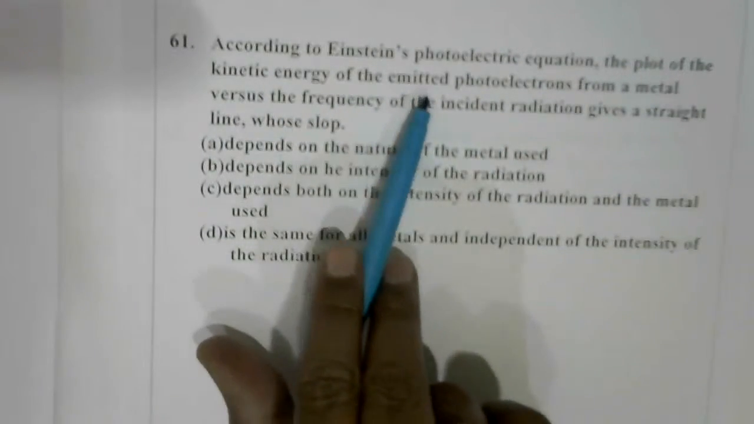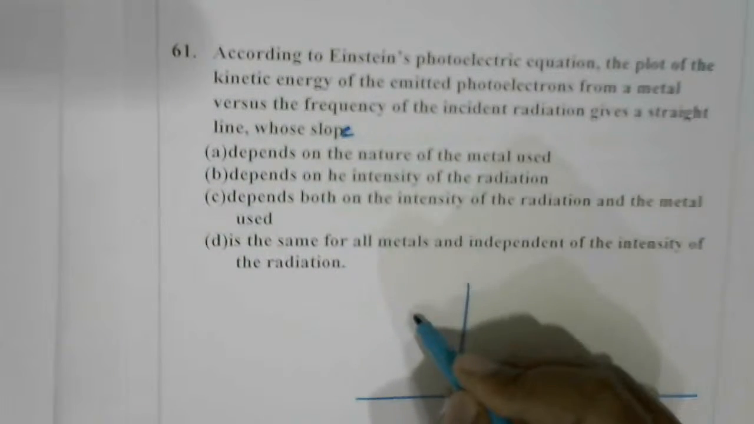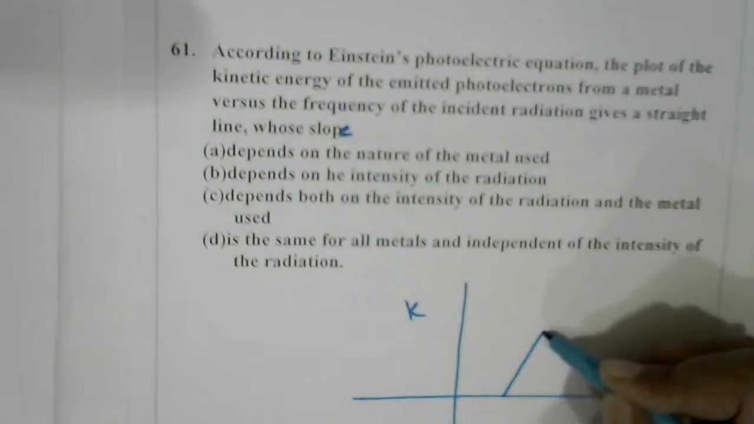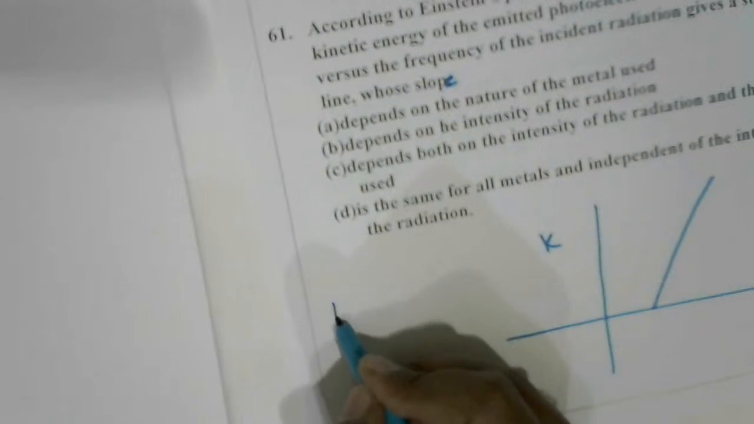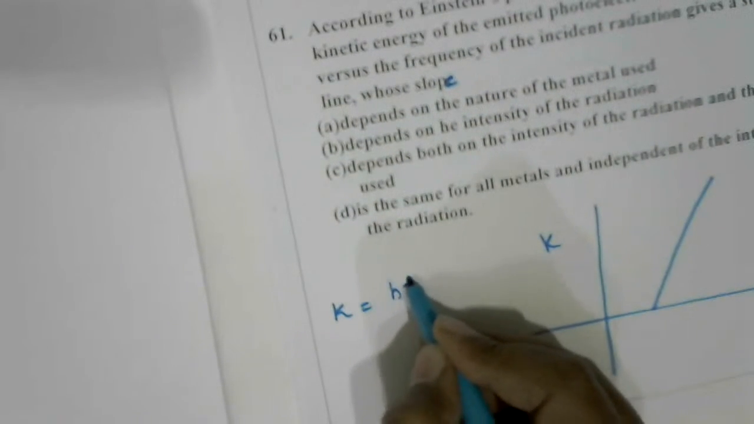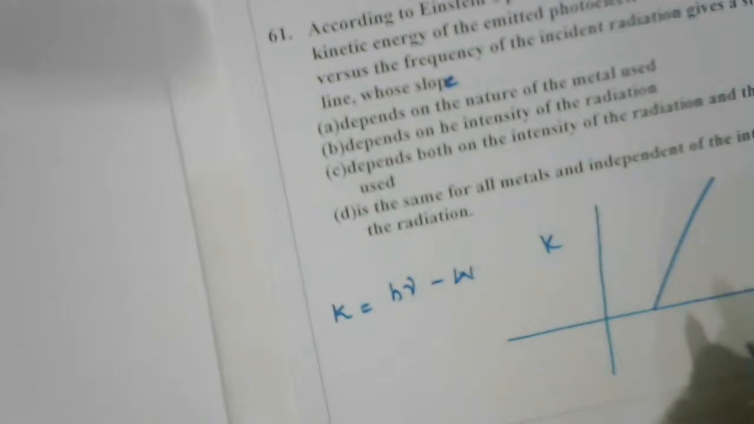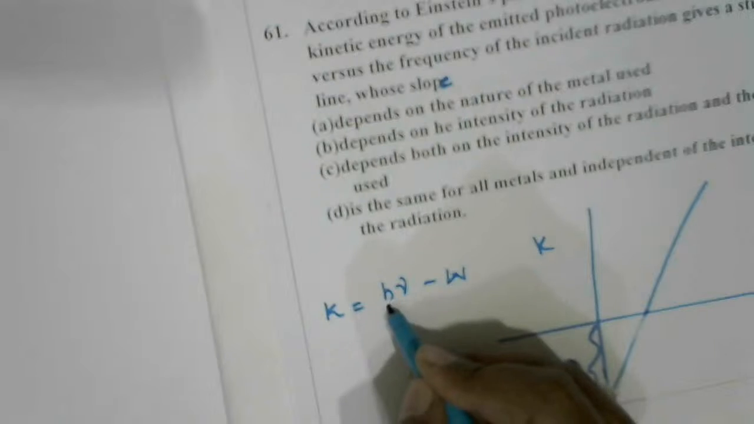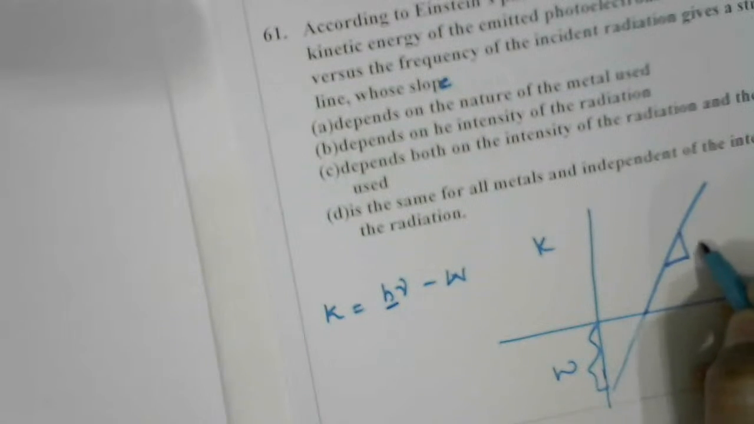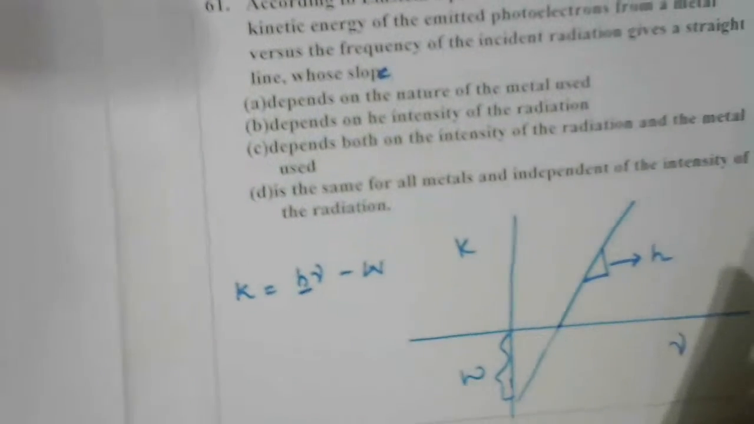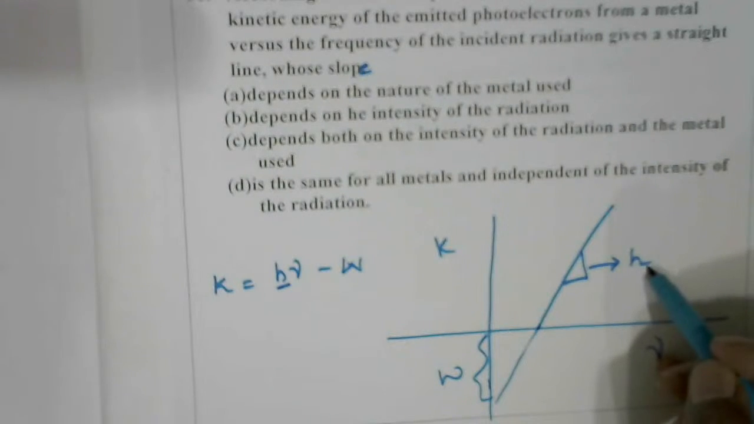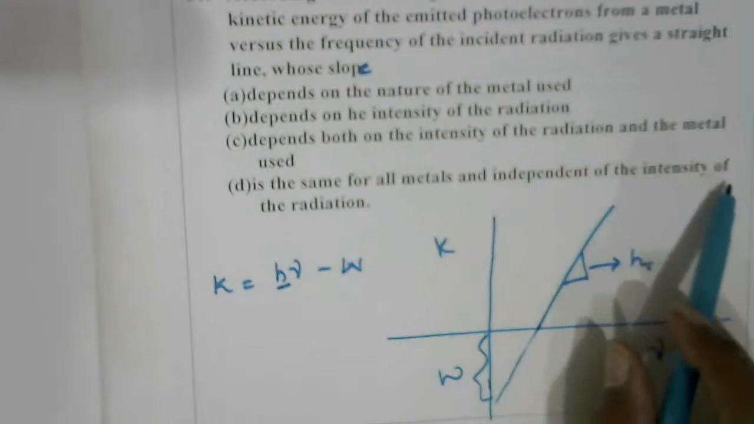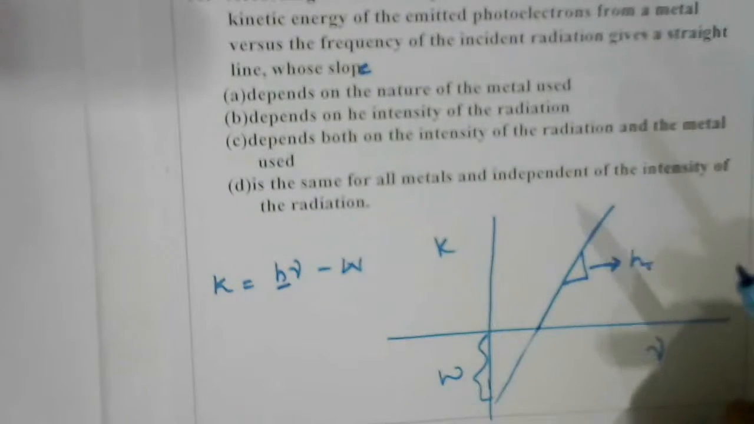The plot of kinetic energy versus the frequency. Mathematically, kinetic energy was equal to h nu minus work function. So this intercept was giving us directly the work function, whereas this slope was giving us the h value. When it is the h value, it's a constant. So where h is a constant, it's going to be the same for all the metals and independent of the intensity of any radiation should be your answer.